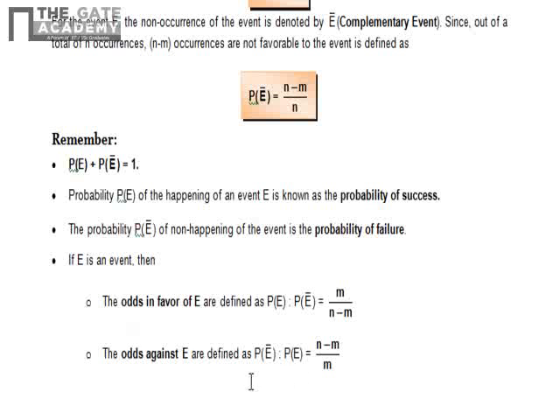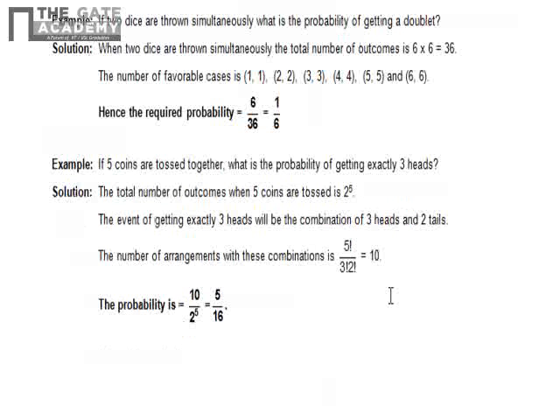For odds in favor of E, and for odds against E is n minus m upon m. Now we'll see a very simple example. For example, if two dice are thrown simultaneously, what is the probability of getting a doublet? A doublet is when both the dice show the same number.